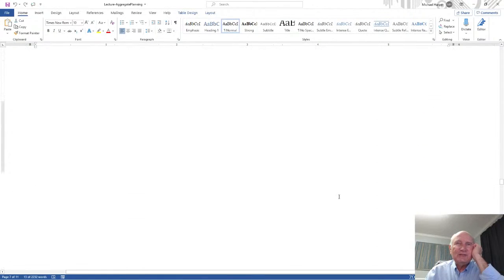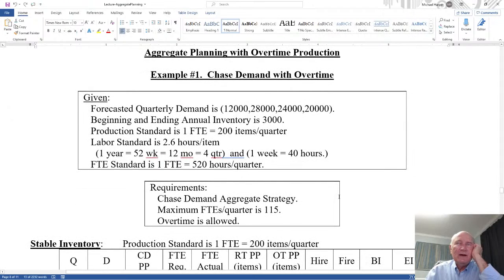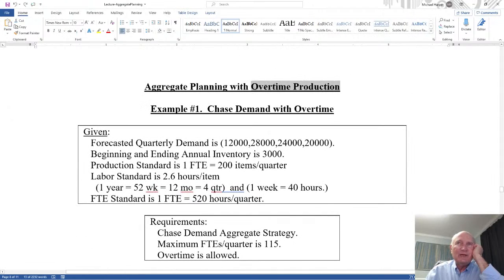Okay, how that's used down here. Let's look at overtime production. Overtime production. So this is the last thing we'll do in this development.